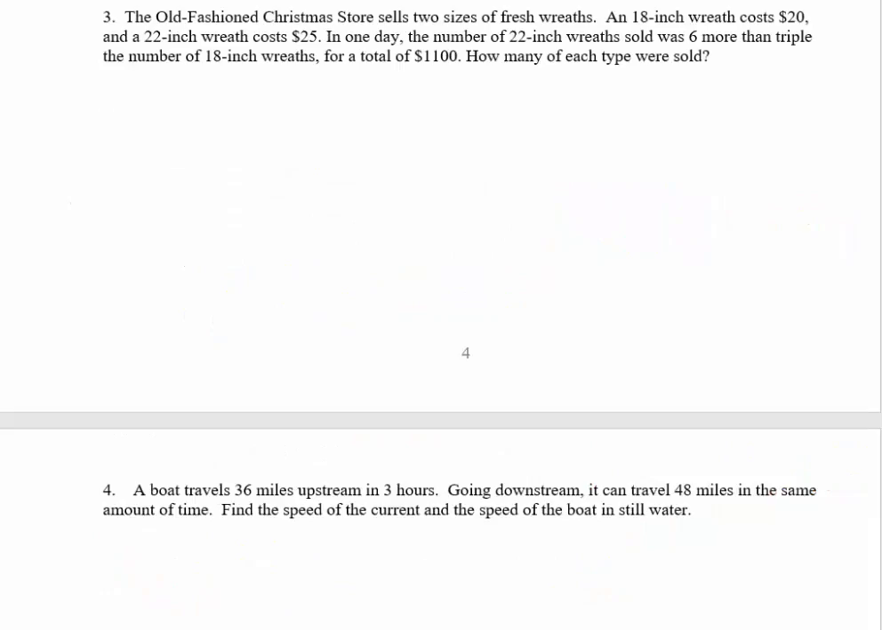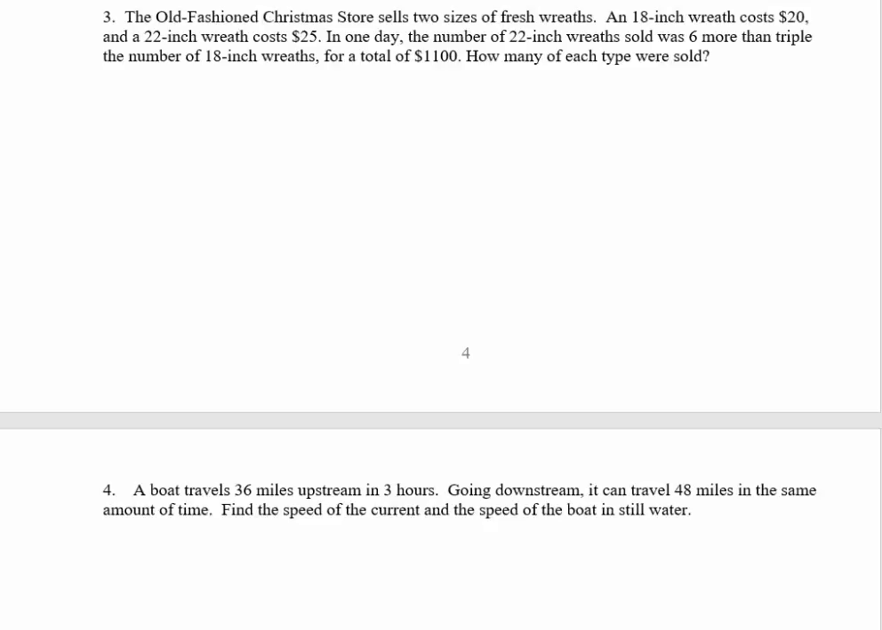Number 3. The old-fashioned Christmas store sells two sizes of fresh wreaths. An 18-inch wreath costs $20 and a 22-inch wreath costs $25. In one day, the number of 22-inch wreaths sold was 6 more than triple the number of 18-inch wreaths, for a total of $1,100. How many of each type were sold?